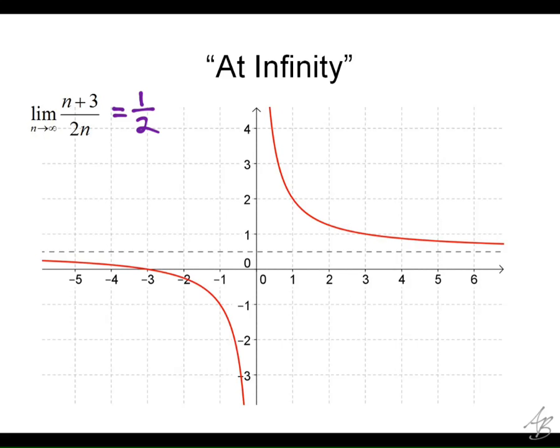Do you guys remember the trick for evaluating that for the horizontal asymptote? The degree of n is the same on the top and the bottom, so divide the leading coefficients. So it would be 1 over 2. If the degree on top is smaller than the degree on the bottom, then it's going to be 0. If the degree on top is bigger than the degree on the bottom, then there's not going to be a horizontal asymptote. There might be a slant asymptote or even a curved asymptote, but we won't worry about those.